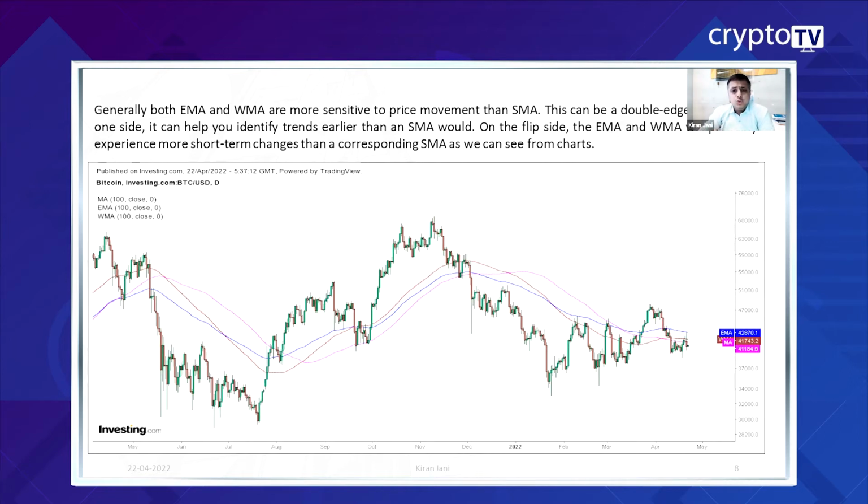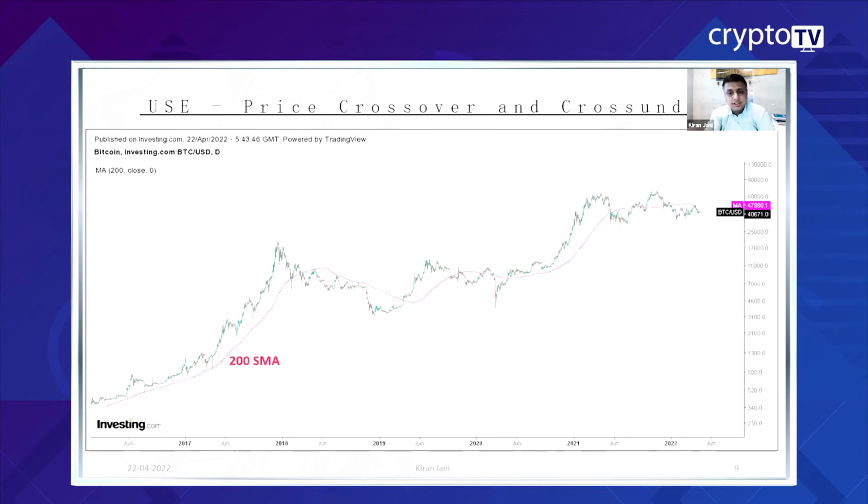Now, how to use a moving average on the chart? It is very simple. You open any Bitcoin chart or any cryptocurrency chart and plot the moving average on it. Which moving average, and what number, we will discuss in this slide. This is a very simple chart. You can see this is the Bitcoin chart. I have taken this chart from 2017, from when the first bull run started.